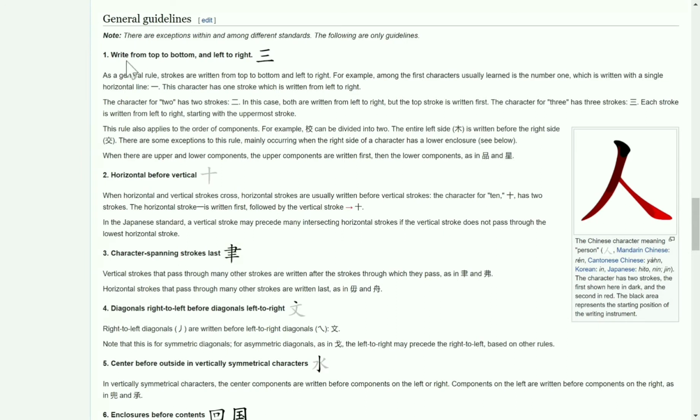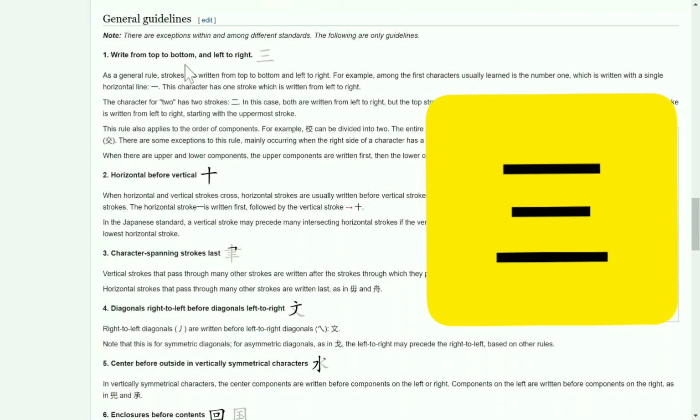So the first one is from top to bottom, left to right. As you can see, the stroke order animations here, you start from the top and finish at the bottom. As you may recognize, this is the character for number 3. I've also demonstrated how to write it down in my previous videos.